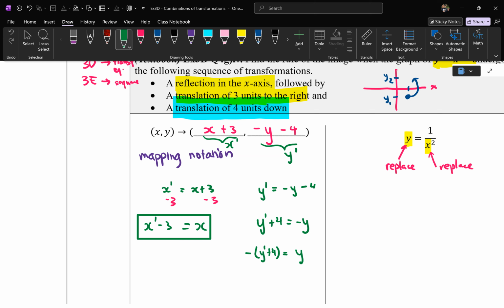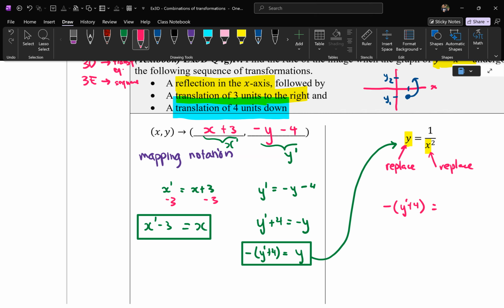So now I've got old x, I've got old y. So we can replace them now. Instead of old y, I can replace that with negative of y dash plus 4. So this side now becomes negative of y dash plus 4 as my new equation. 1 over, here's my x. I'm replacing that x with x dash minus 3. So here we go. Don't forget the square, because the square has always been there. I'm just replacing the x and the y. Then suddenly, this is now the new equation.